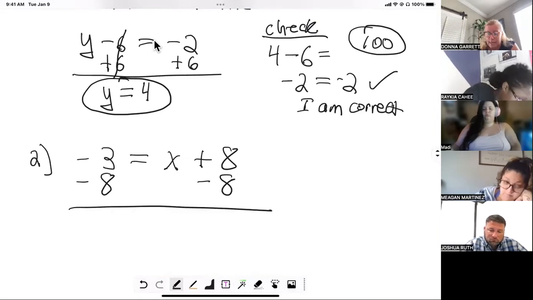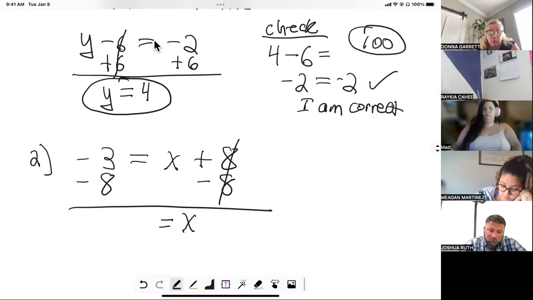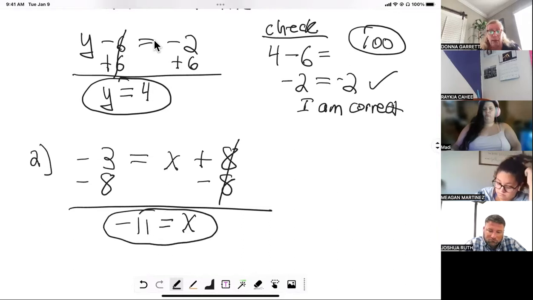What happens is 8 minus 8 is 0. I am left with x. And then I can add -3 and -8. -3 and -8 is -11. So I got -11, but am I right? Well, let's see.